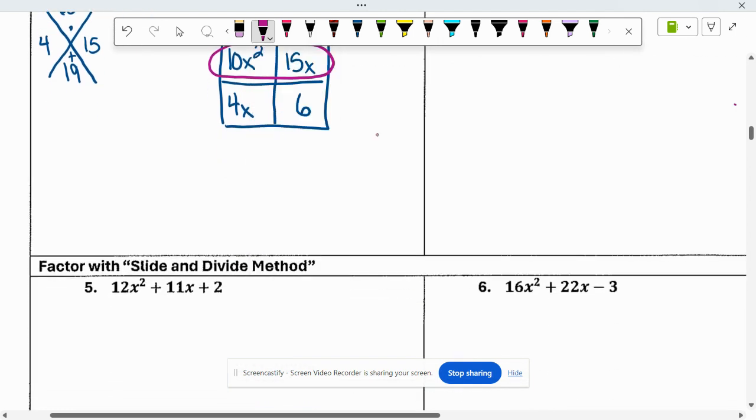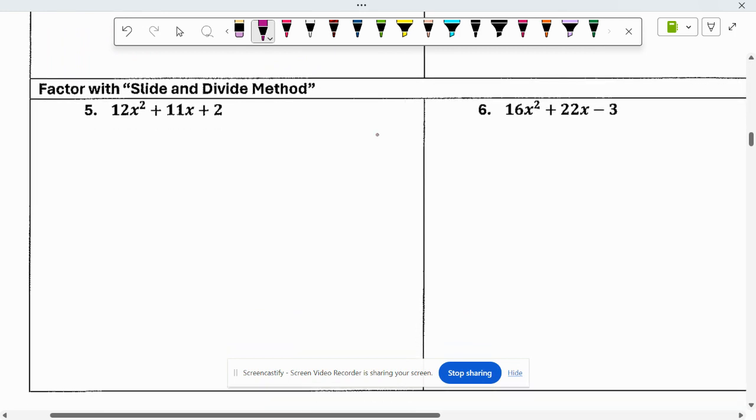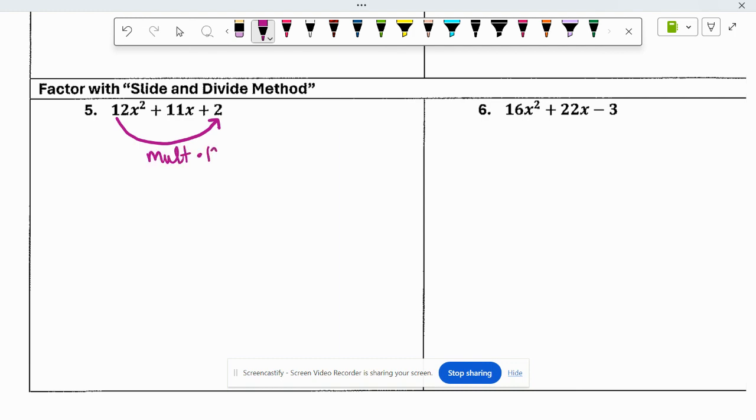Last one I'm going to do with you is a slide and divide. So remember, I'm going to slide this over. This is multiplying by 12. That gives me x squared plus 11x. And 2 times 12 is 24. This is very much like our warm-up. What two numbers can you multiply together to get 24 that add to 11?